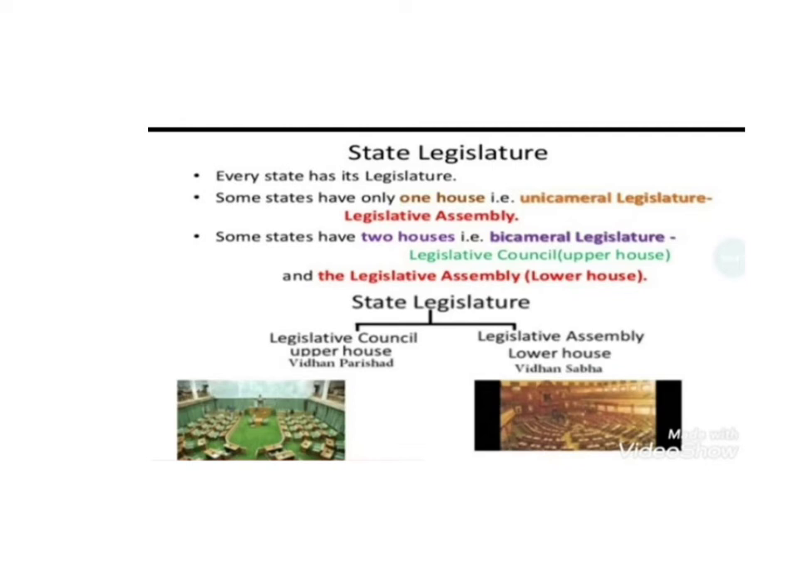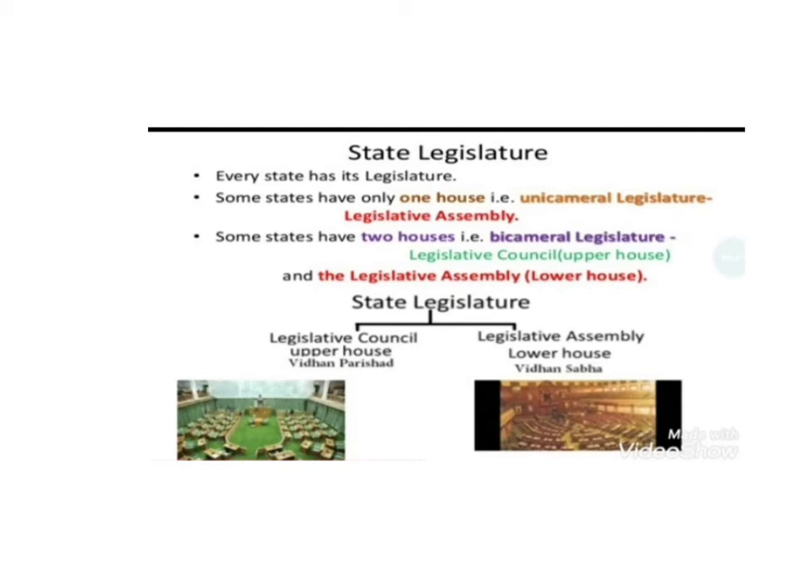State legislature. Every state has its legislature. Legislature means the law-making body, the body which makes the laws. Legislators are the members who make the laws and policies, and the legislature is the body where they sit and make the laws for the people. So every state has its legislature.